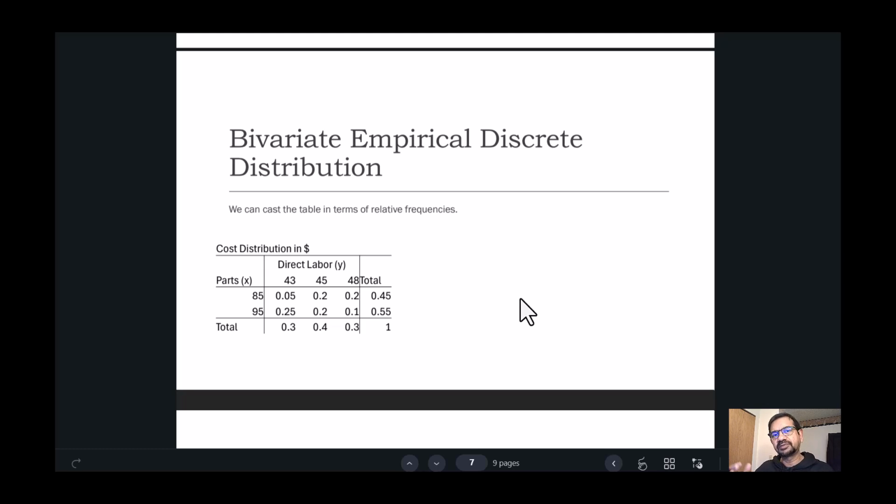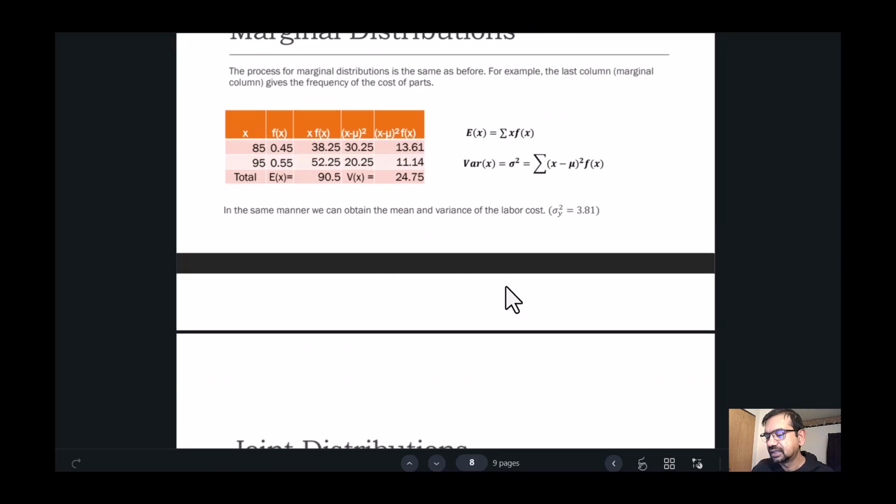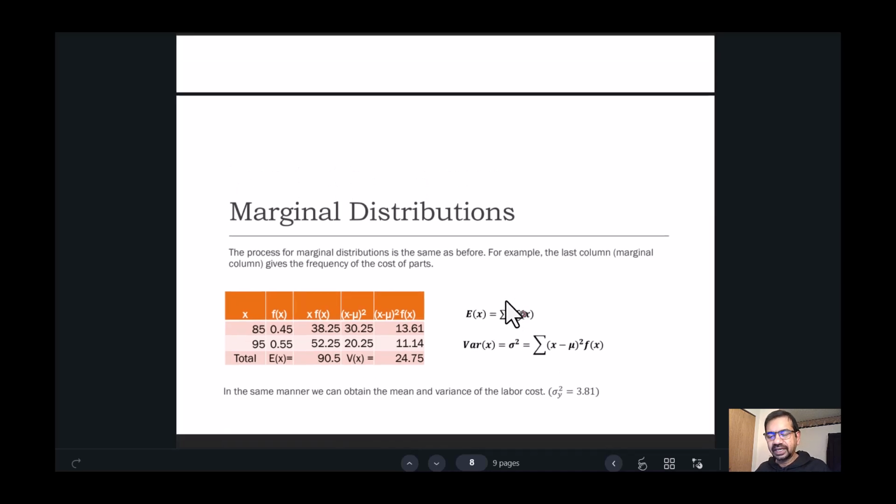We will use these marginal probabilities to get individual expected values of cost due to parts and cost due to labor. We'll just illustrate it for one case. We would cast it into a single, or univariate, series where the marginal probability of getting $85 as parts cost is 0.45, and the marginal probability of parts costing $95 is 0.55. Can we apply the same method? We can weight the costs by the frequencies, add this up, and we get the expected value, or the mean.